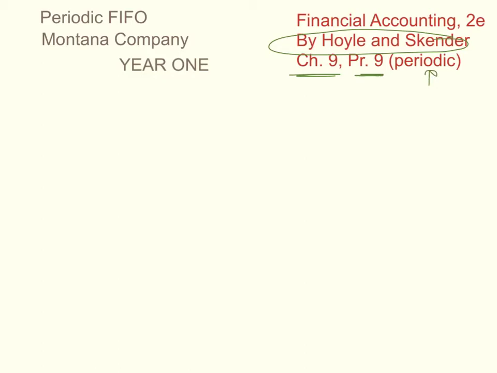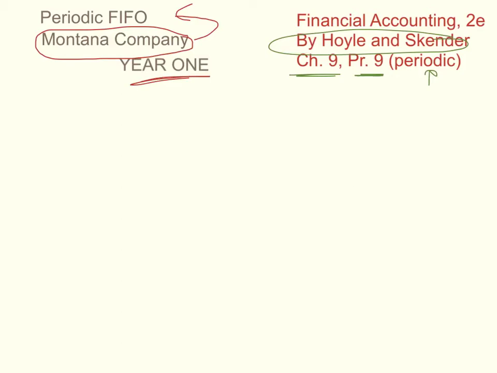We want to use the information in Problem 9 of Chapter 9 to show you how to do periodic FIFO and periodic LIFO. If you've read the question, you know that Montana Company is first, and they're going to use periodic FIFO. We're going to do this for 2 years. We're going to start by doing year number 1, and then we'll do year 2.